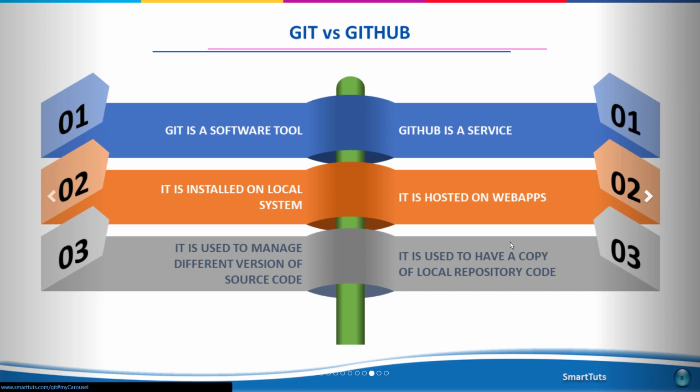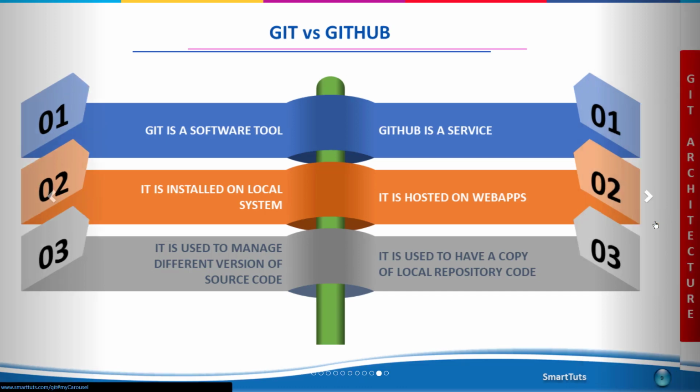Git is installed on the local system. GitHub is hosted on the web, because GitHub is a storage provider. You can think of it as a storage provider. Git is the version control system, used to manage different versions of the source code. GitHub is used to have a copy of the local repository code. As I have told, GitHub is used to have a copy of local repository files, but Git is used to manage different versions of your source code.